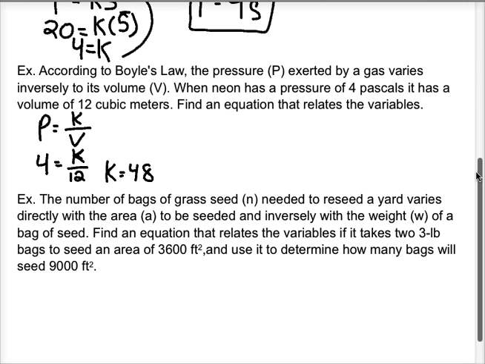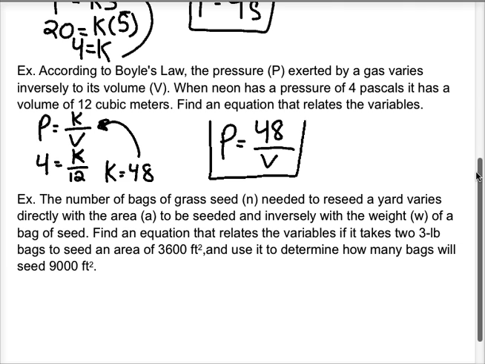All right. Now, again, that is not the equation. The equation is when I take that and I plug that back in. So for this particular gas, for neon, I'm getting P equals 48 divided by its volume. And there you have it.